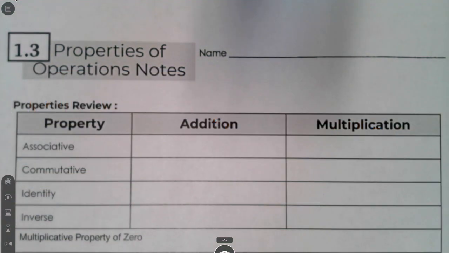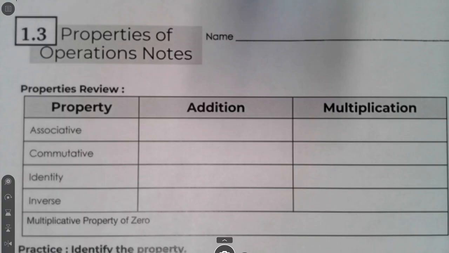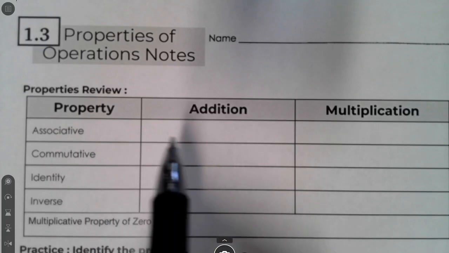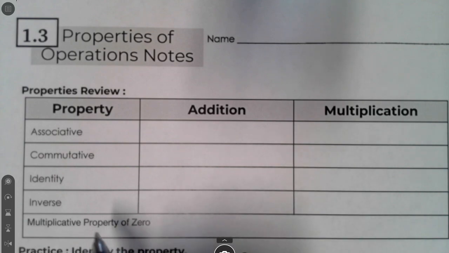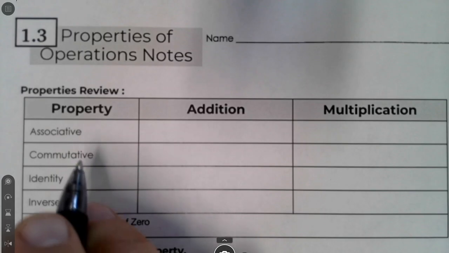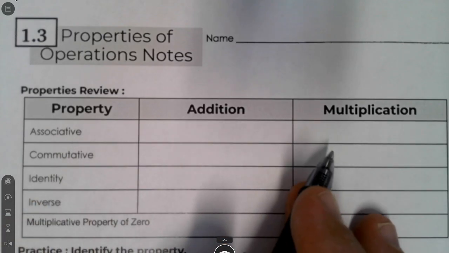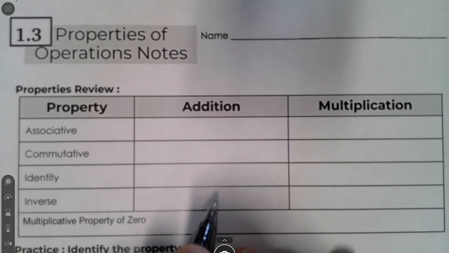To Chapter 1, Section 3, so properties of operations. You'll learn more properties next year in Algebra 1, but for this year, we're just going to focus on 5 of them. Now, these first 4 apply to both addition and multiplication. This last one is just about multiplication. That's why it extends and doesn't have this bar right here. But I'm just going to show an example of them, and I think that'll help explain what they are.